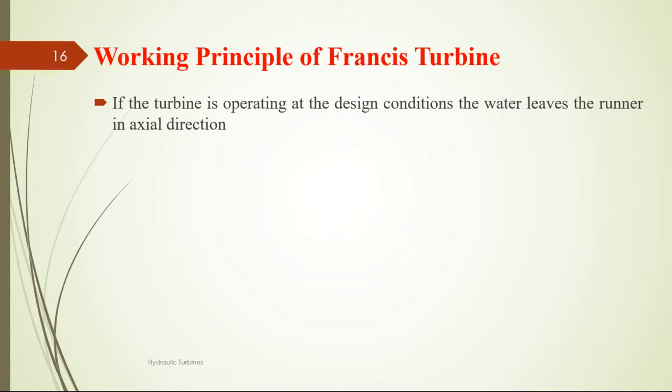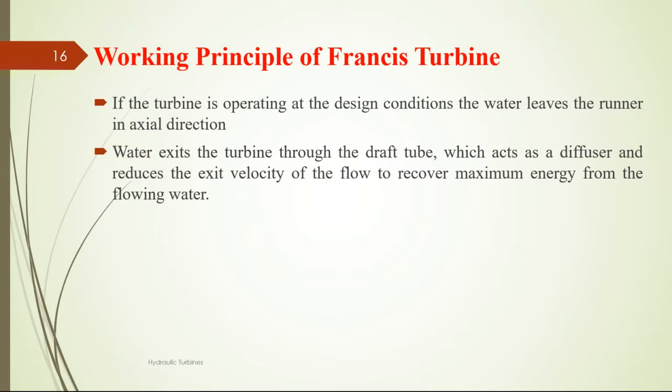If the turbine is operating at the design condition, the water leaves the runner in the axial direction. Water exits the turbine through the draft tube, which acts as a diffuser and reduces the exit velocity of the flow to recover maximum energy from the flowing water.